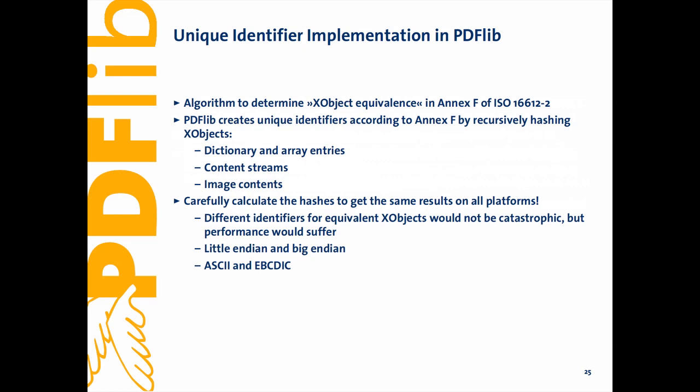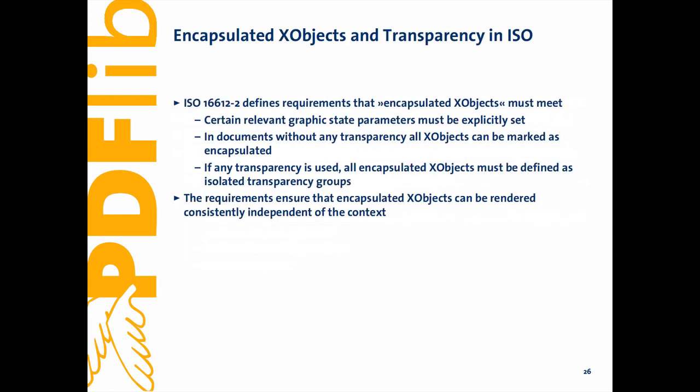For example, you cannot naively calculate hashes over integers if you do not care for the fact that you can have a big endian and a little endian machine. Or we support PDFlib on ASCII and EBCDIC machines, and that also could make a difference. So we try to guarantee that your unique identifiers are always the same on all platforms. So you could combine files produced by different variants of PDFlib, and they would match together, and hopefully the RIP would process them in an optimal way.